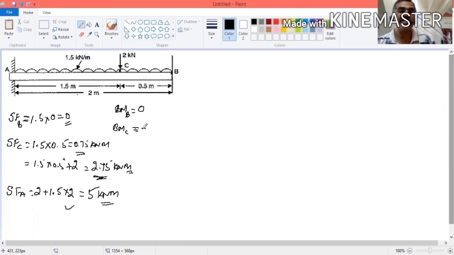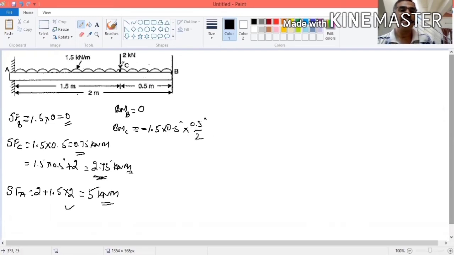So it is minus. What is the load? It is 1.5 kilonewton per meter. You convert it into force into distance. What is the distance? 0.5. 0.5 multiplied by what is the distance? This is force multiplied by distance. What distance? Generally, if it is a uniformly distributed load, we assume that the center of gravity is at the center. So what is the distance? 0.5 by 2.